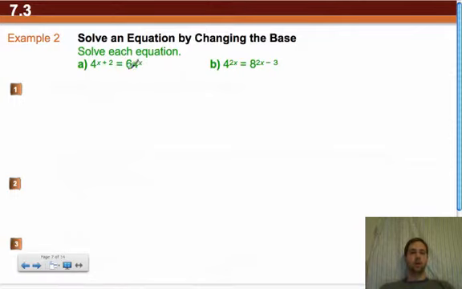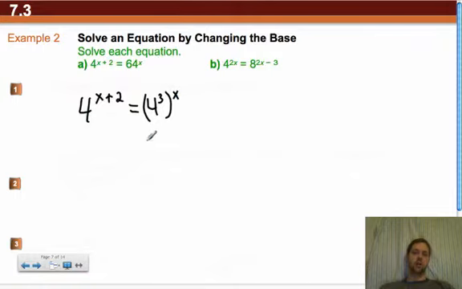But this is why we got so much practice changing our base. We know that we can write 64 as base 4. So right now we have 4 to the x plus 2 equals something. 64 happens to be 4 cubed. 4 times 4 is 16, times 4 again will give you 64. So we can write 64 as 4 cubed. And this whole thing is brought to the power of x. Now again, when we take the power of a power, multiply the exponents. 4 to the 3x. So 4 to the x plus 2 equals 4 to the 3x.